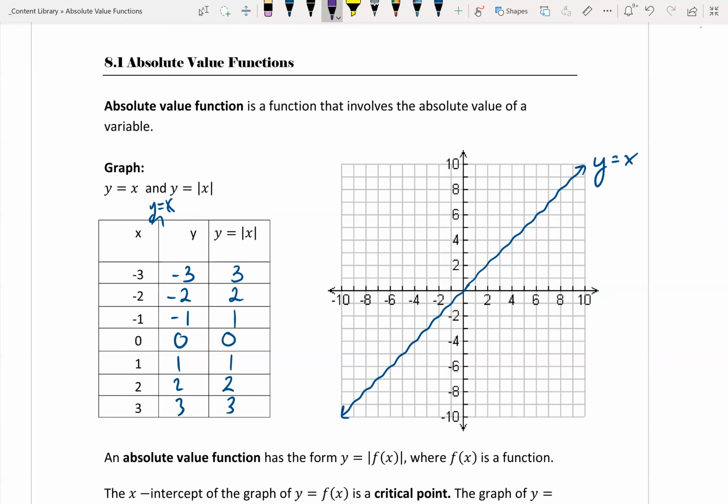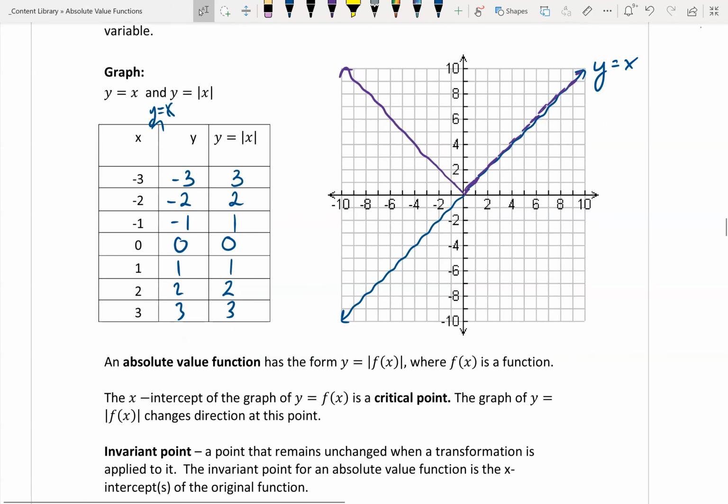For y equals the absolute value of x, the positive side is going to look the same. So it's kind of a line there with the purple, but on the other side now, all of our y values are positive. So it's going to look like this. The purple is our y equals absolute value of x. It looks like a V. And then our linear graph y equals x is the oblique line.